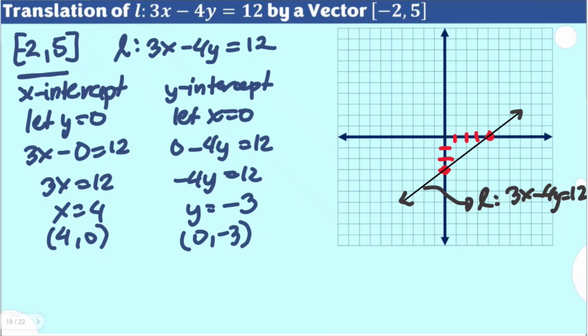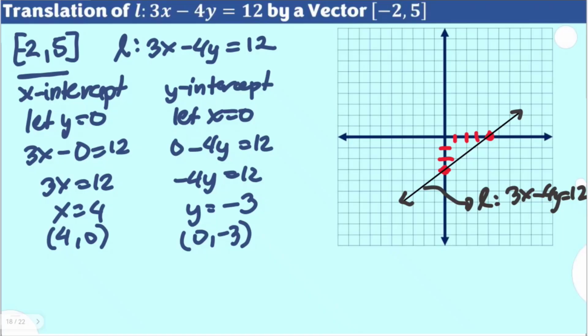Now, if our translation is by a vector of negative 2 and 5, which is a direction on the second quadrant, it should actually push this line in that direction. So supposedly, just by prediction, our translated line must be somewhere here, where this line is being pushed to that direction. But still, we are to verify that using these next few important steps.